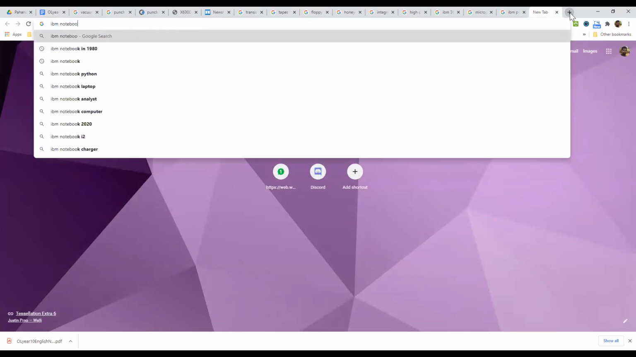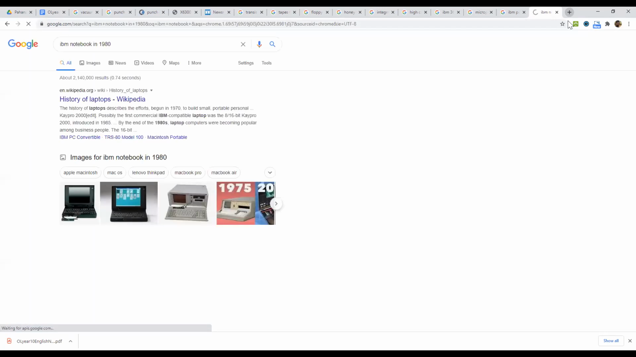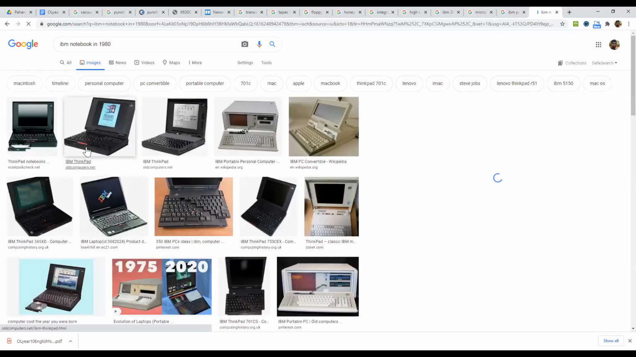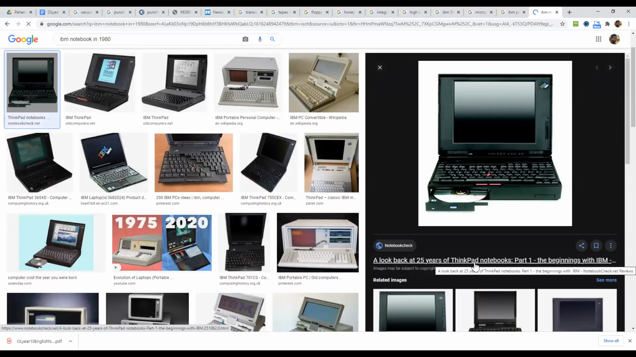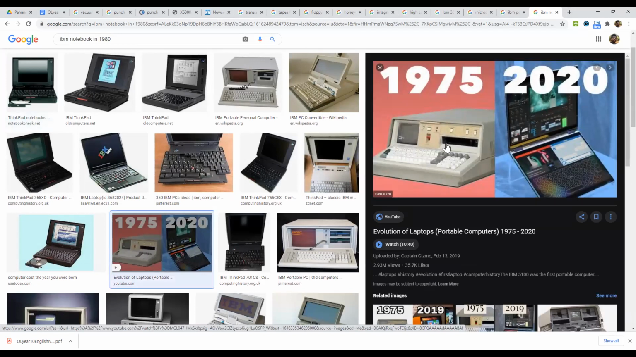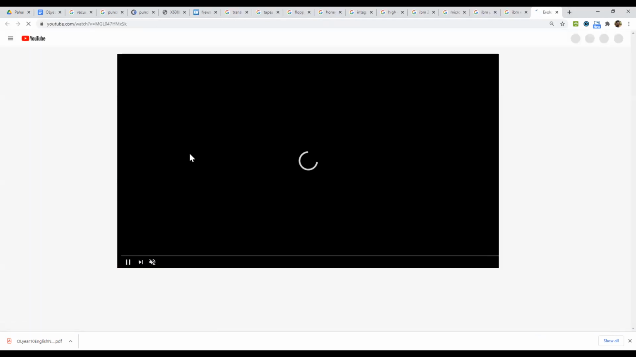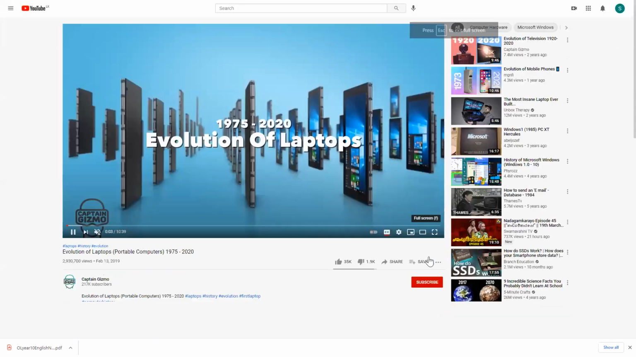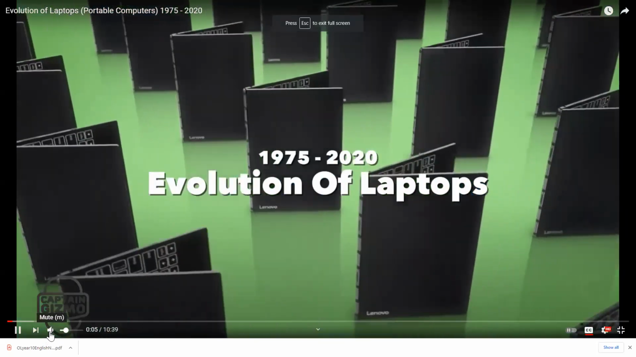Not like in, let's say, the 1980s, something similar to this. Yes, this was like early days, how IBM notebooks looked, right? And you will see it here as well. So in this video, you can see how portable computers and laptops are used.